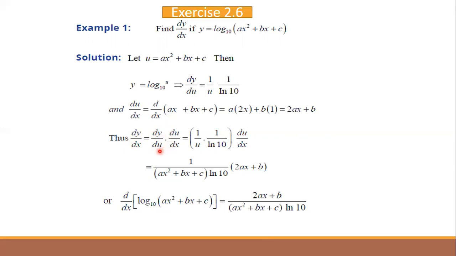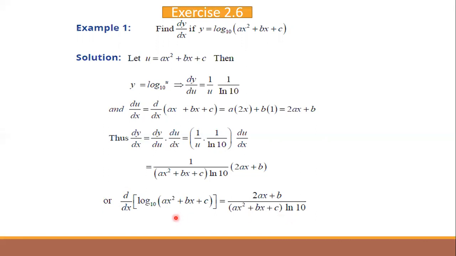And what is the value of dy by du? Dy by du is 1 over u into 1 over natural log of 10. And what is the value of du by dx? Du by dx is 2ax plus b. So replace the value of du by dx, and we will get 2ax plus b divided by ax square plus bx plus c into natural log of 10.